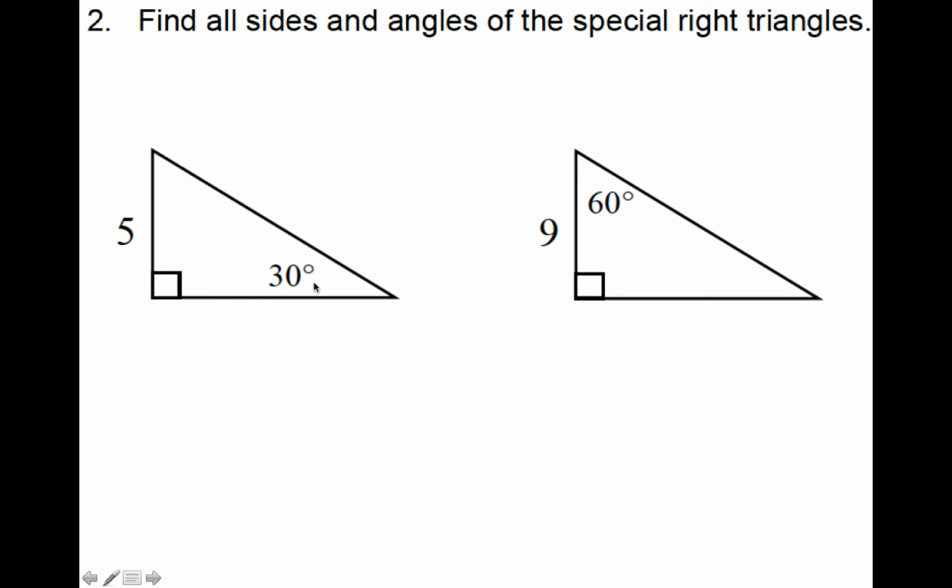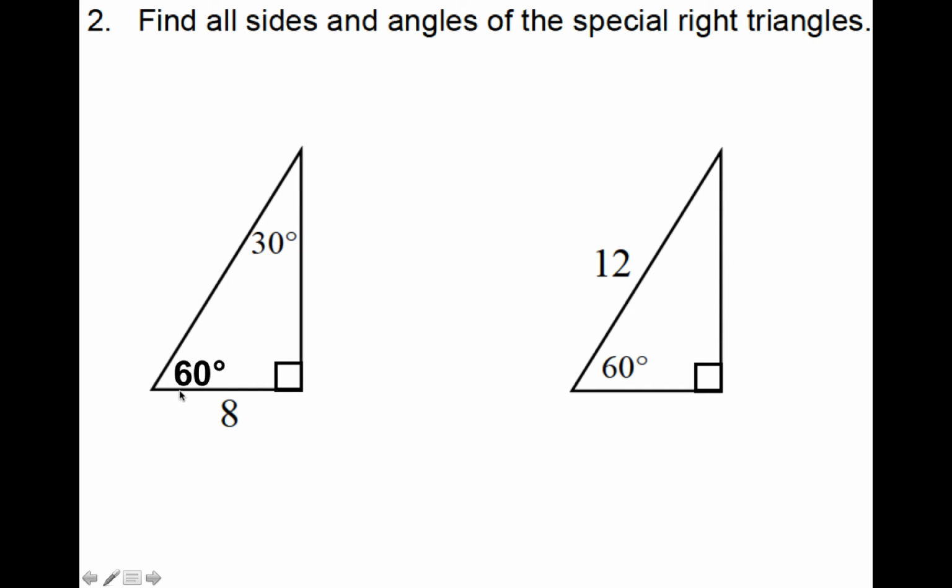So some examples. Notice this is 30 and 90. That makes this angle 60. We're given the small side is 5. So opposite the 60 would be 5 square root 3. And then to find the hypotenuse, you double the small side, so 5 times 2 makes 10. Try this on your own.